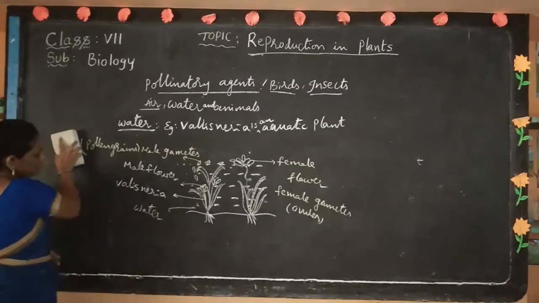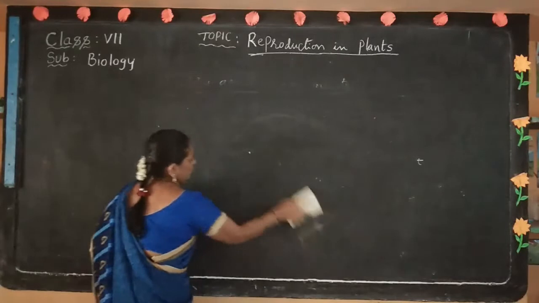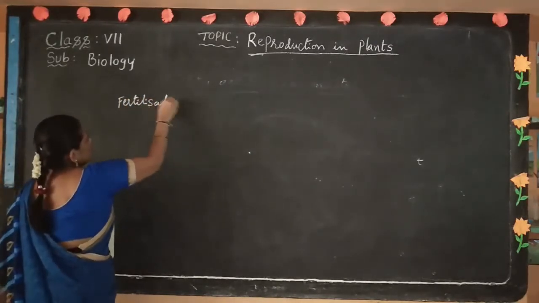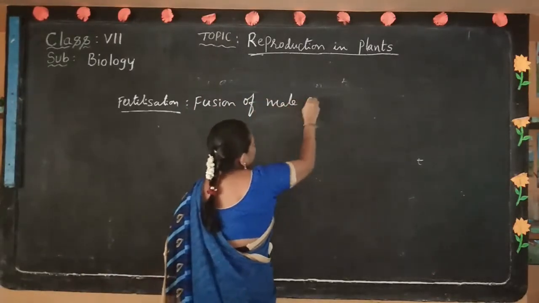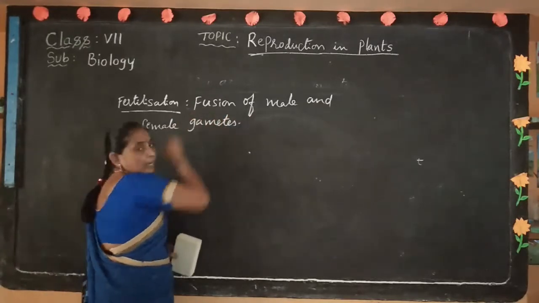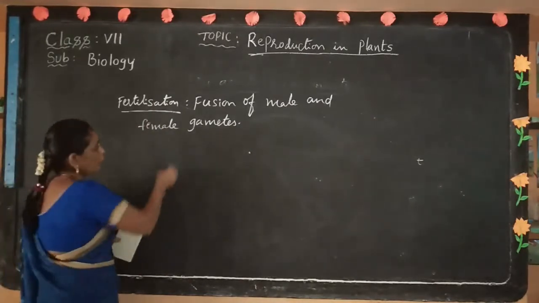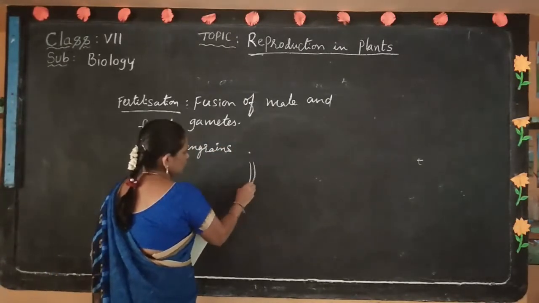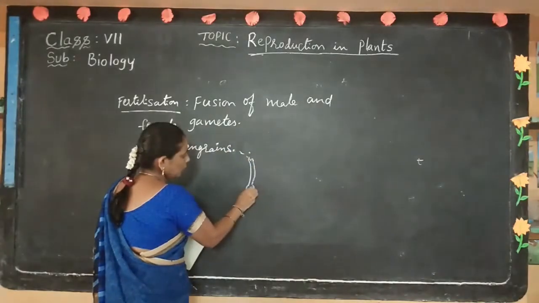Next, another one is fertilization. Fertilization means fusion of male and female gametes. In fertilization, the pollen grains reach the stigma of a flower, and the flower also presents the ovules.